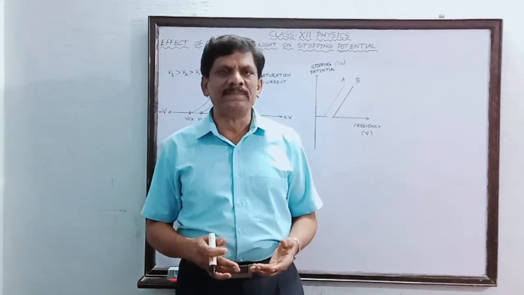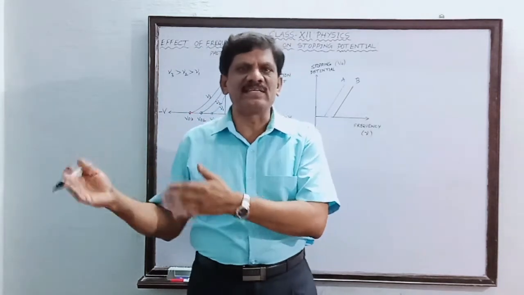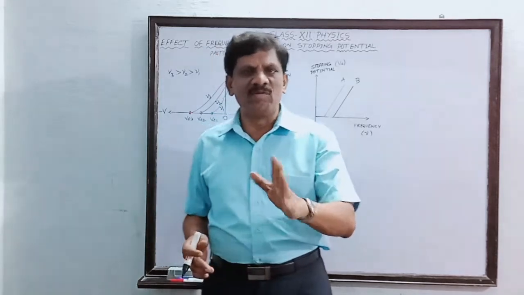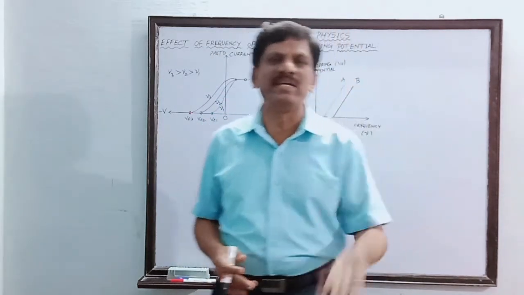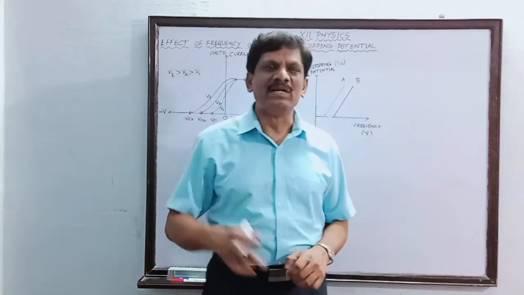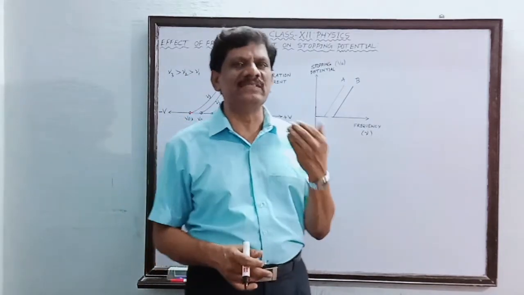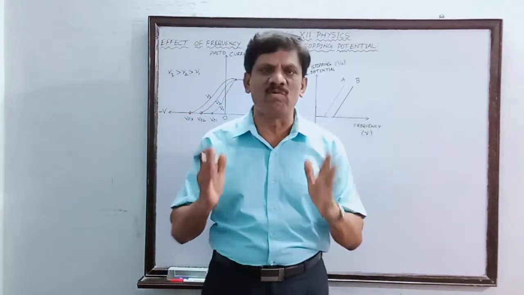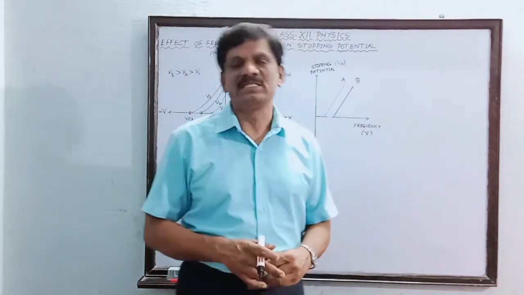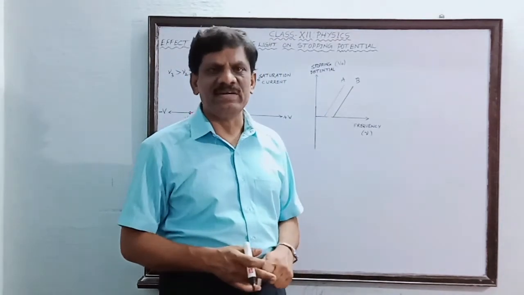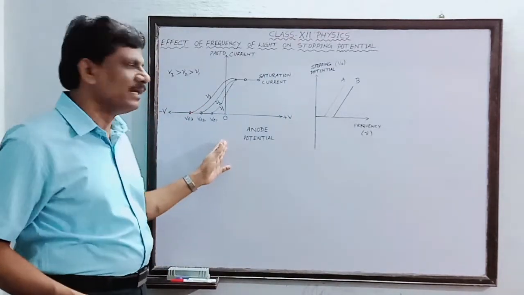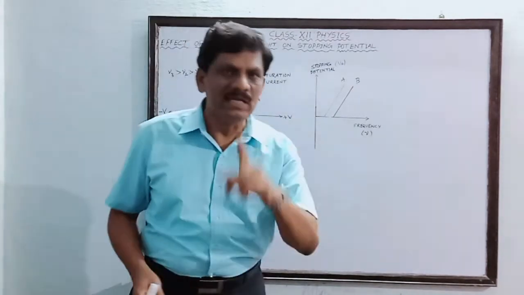I told you that if a train is coming at 60 km per hour, it can be somewhat easily stopped compared to a train which is coming at 100 km per hour. Why? Because 100 km per hour speed is greater, so kinetic energy will be greater. Corresponding to that, the braking force, the stopping force, also must be greater. So my dear students, when the frequency of the incident radiation is increased, from this graph it is very clearly found that the stopping potential also will be increased.